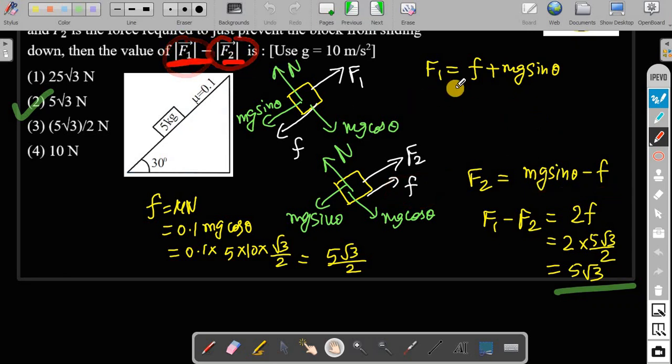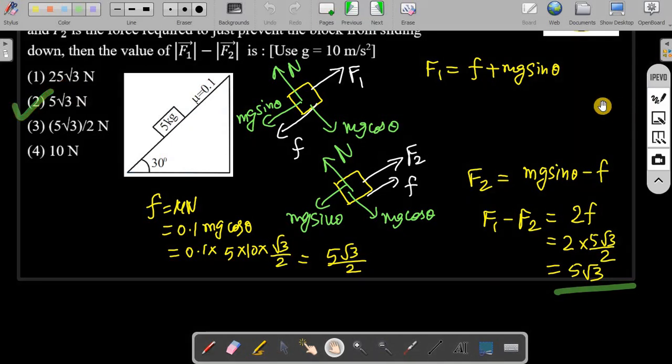So once you get this, they are asking what is F1 minus F2. This is magnitude. Okay, so what we are writing, F1 and F2, is magnitude only, right? So magnitude F1 minus F2, when you do, you will get 2 times friction. Friction you calculate separately, mu times normal, substitute the values and calculate. Once you calculate friction, substitute here, that is 5 root 3, that's the correct answer. Okay, so in this way we can work out questions.